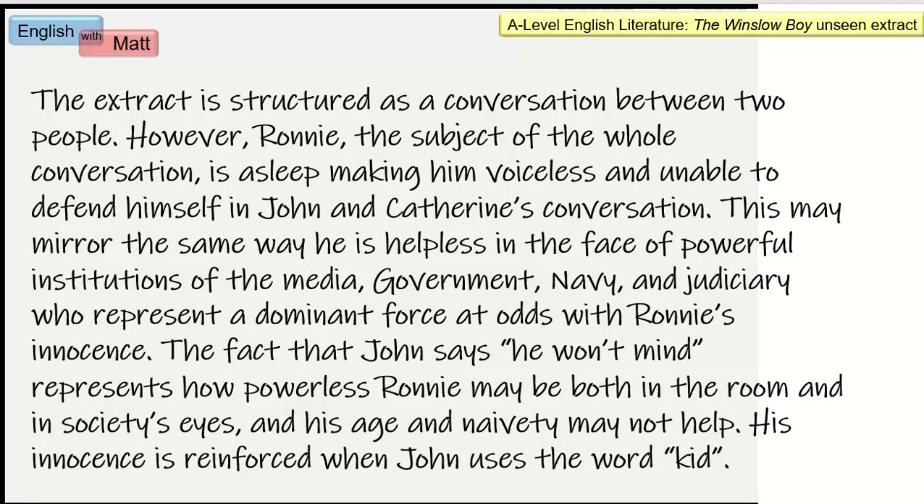The extract is structured as a conversation between 2 people. However, Ronnie, the subject of the whole conversation, is asleep, making him voiceless and unable to defend himself in John and Catherine's conversation. This may mirror the same way he is helpless in the face of powerful institutions of the media, government, navy, and judiciary, who represent a dominant force at odds with Ronnie's innocence. The fact that John says he won't mind represents how powerless Ronnie may be, both in the room and in society's eyes, and his age and naivety may not help. His innocence is reinforced when John uses the word kid.